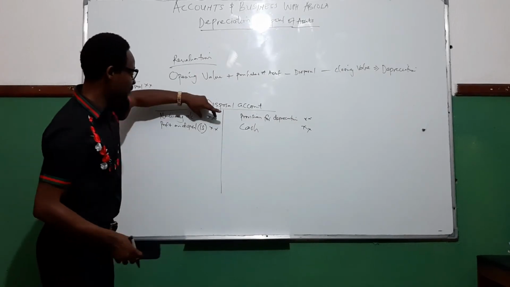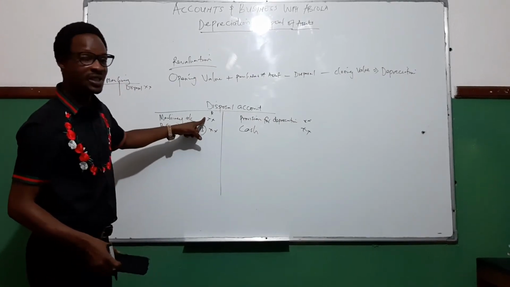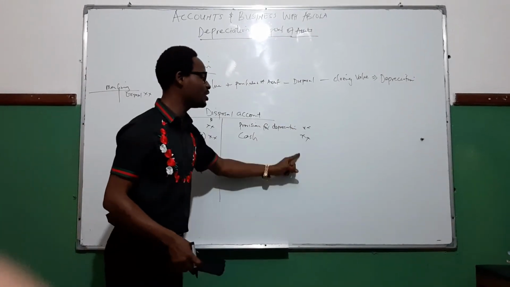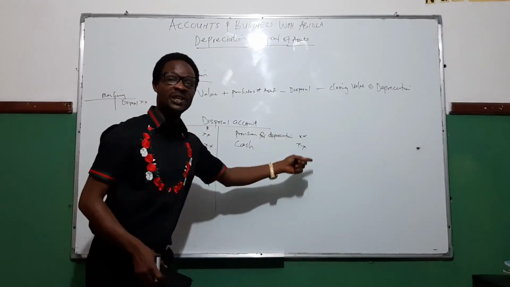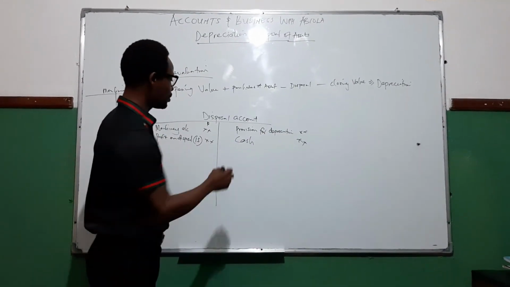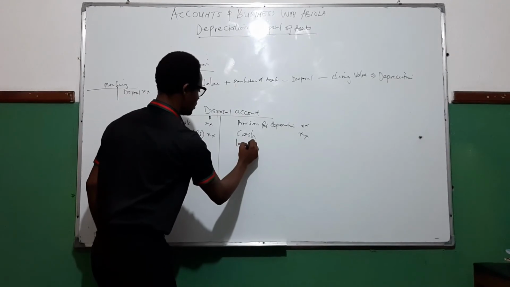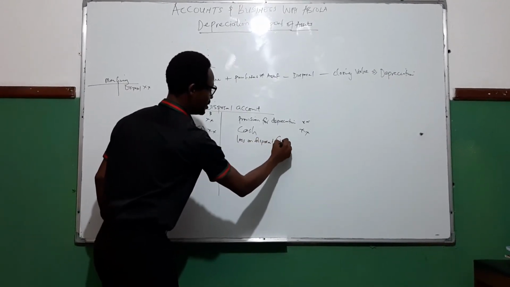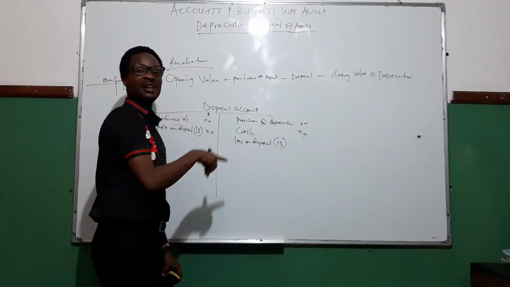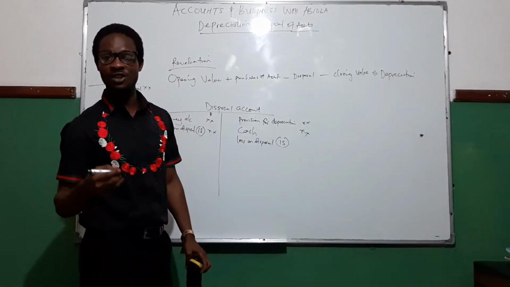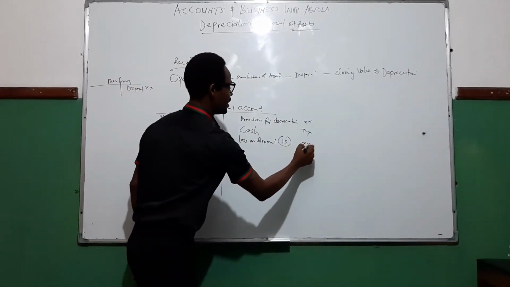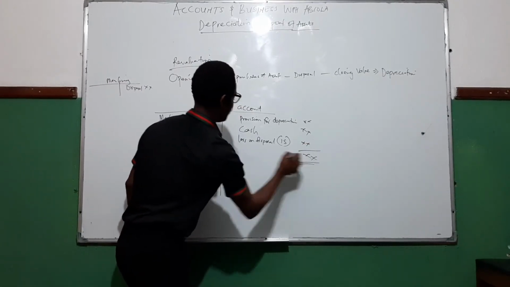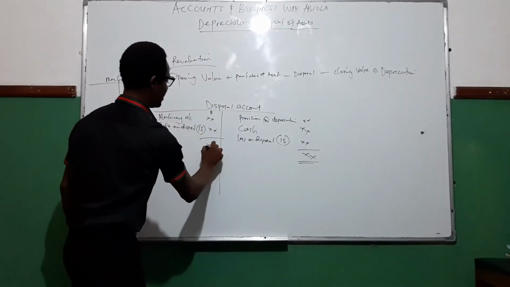However, if the cost of the asset you are disposing is more than the addition of this, that means cost is more than benefit, that means there is loss on disposal, which is written in the expenses section of the income statement, and you close your accounts like this.